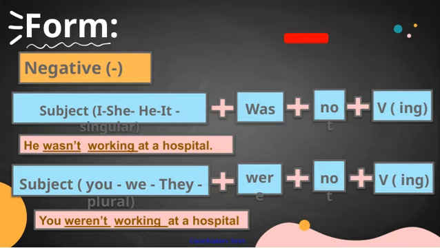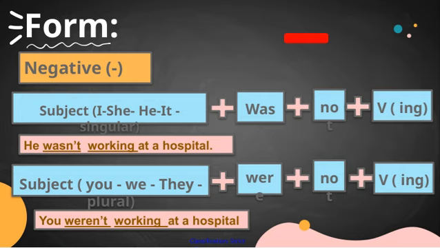Let's look at how to express negative sentences in the past continuous tense. When we talk about what someone wasn't doing at a specific time in the past, we use not along with the past continuous form of the verb. For example, you weren't working at a hospital. Notice that after not, we use the base form of the verb with ing, which is called the present participle. Now, if we want to make this negative statement with he, we say, he wasn't working at a hospital. The key difference is that for he, she, it, or any singular subject, we use wasn't instead of weren't.